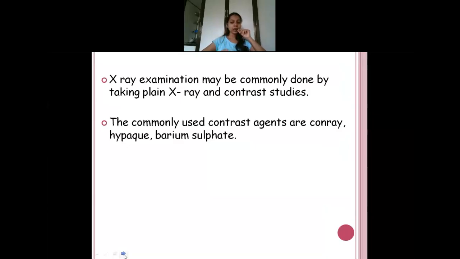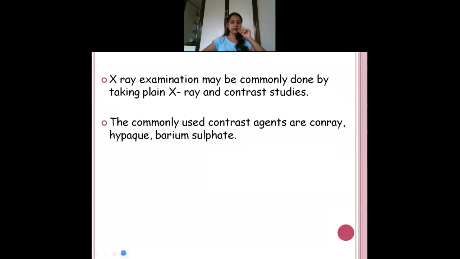So different methods are there. Sometimes you just take a plain x-ray, you don't require these contrast medias. Always remember that before giving any contrast media, you should find out if the person has any allergy to the contrast media. You can give a test dose to the patient and check beforehand.